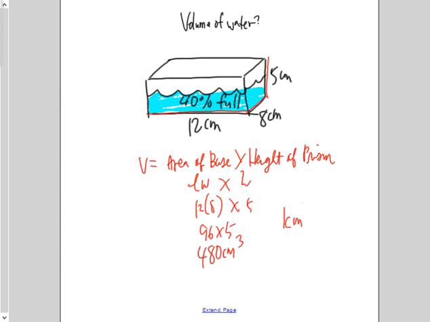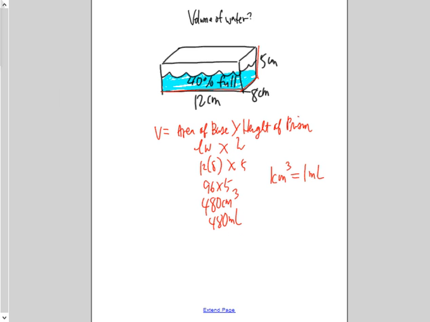And remember, we learned that for water, 1 cubic centimeter of space is the equivalent of 1 milliliter of water. So therefore, this could also be thought of as being 480 milliliters of water. So that's the first question. The second question is, what is 40% of 480?